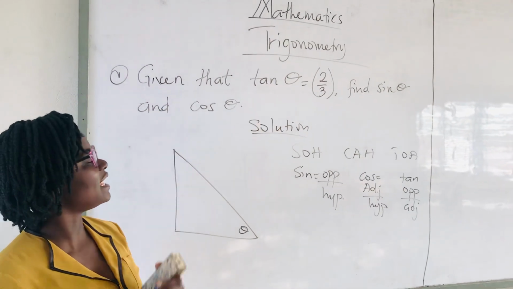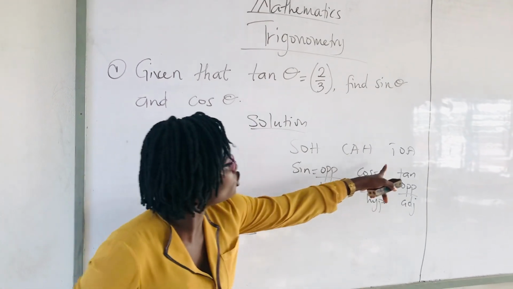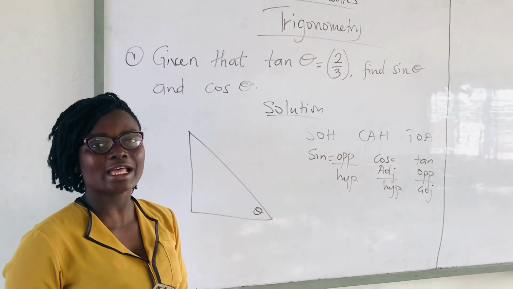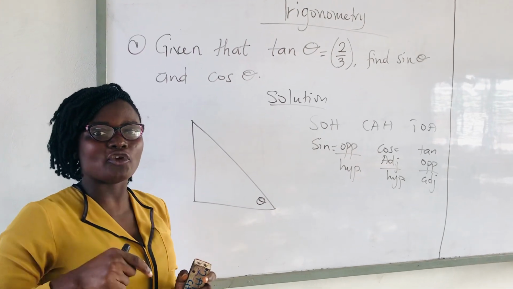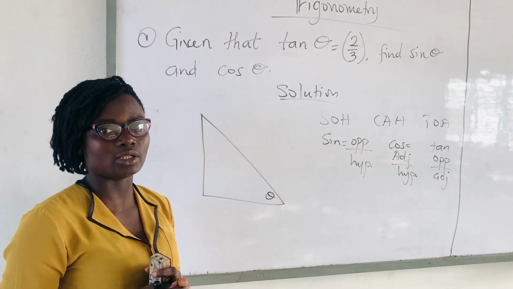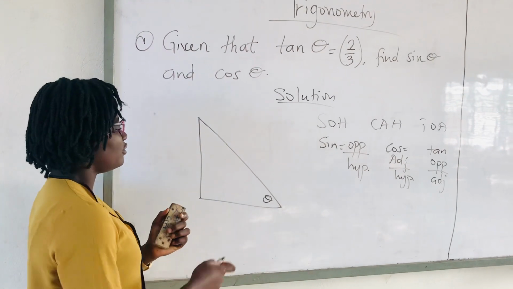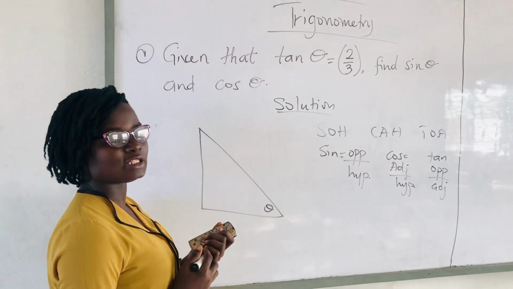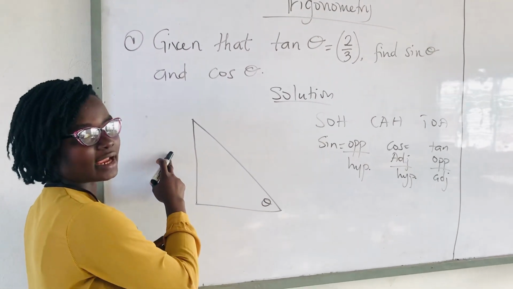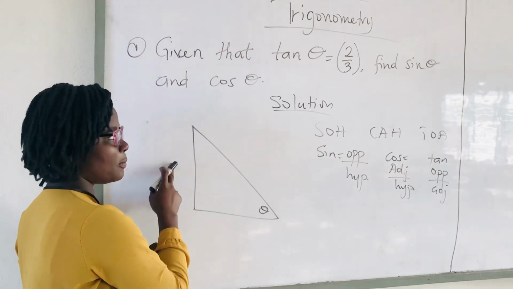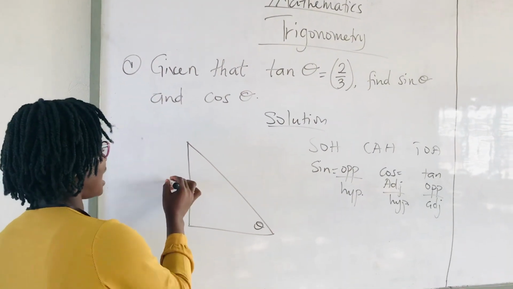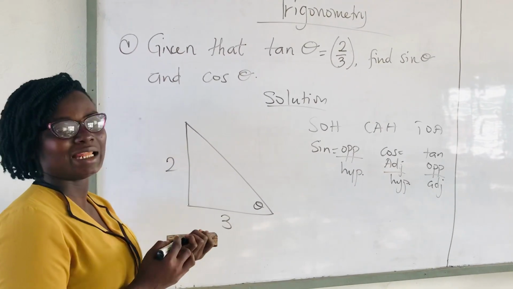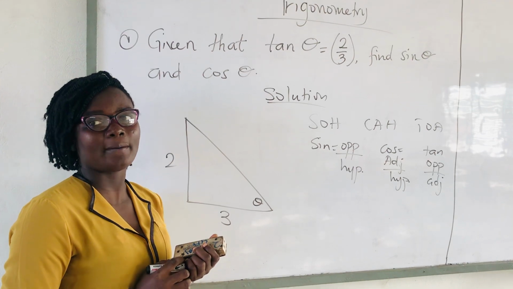Good. This is tan theta. So tan is opposite over adjacent. Then you get your opposite when you have your angle in your right angle triangle. In this case, we are positioning our angle here. So where do you think our opposite will be? Our opposite will be this side, because the angle is directly opposite to this side. So this will be our 2. Then adjacent is this place. The longest side becomes our hypotenuse.